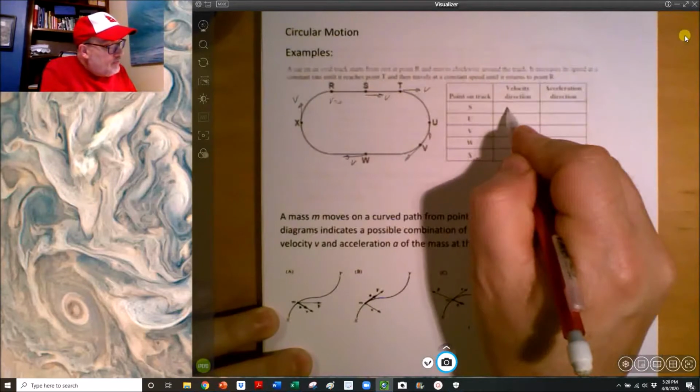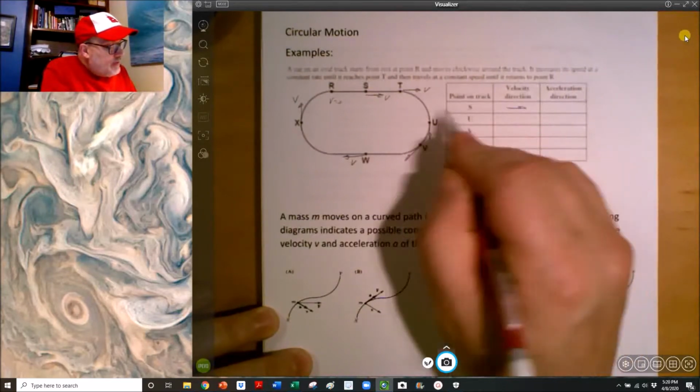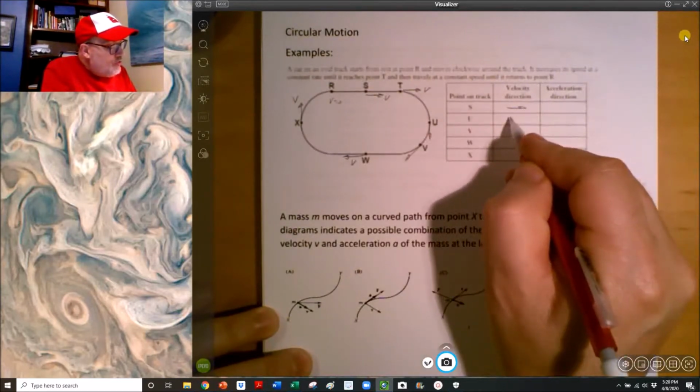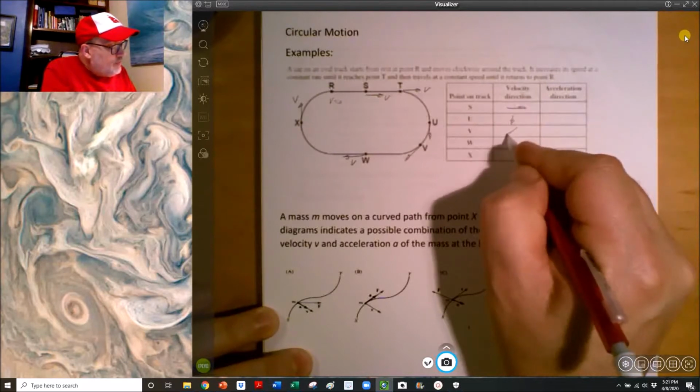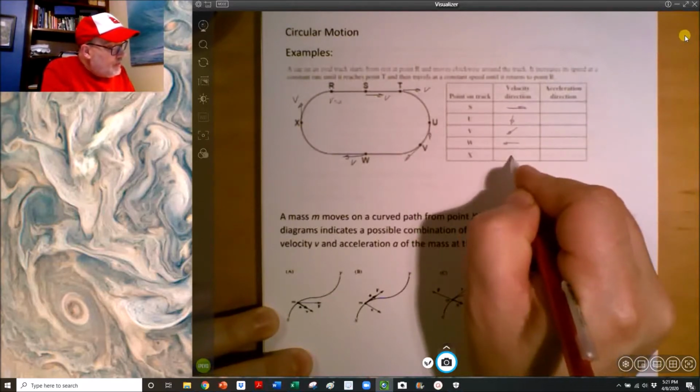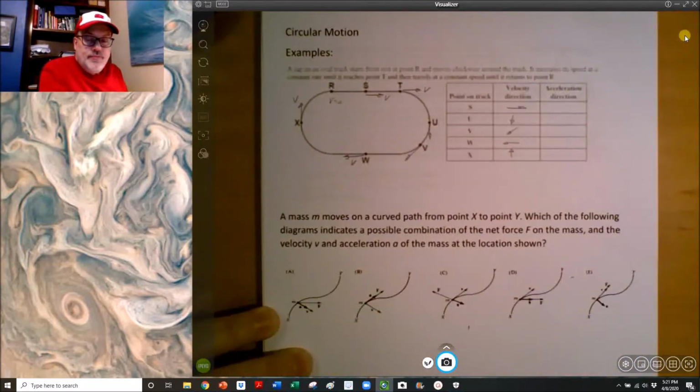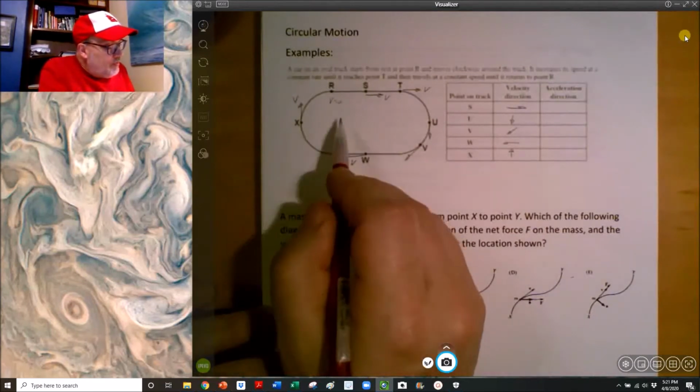So we've got to the right at S, and then at U it's down, and then V, and then W, and then X for our velocity. Piece of cake. All right, what about acceleration?